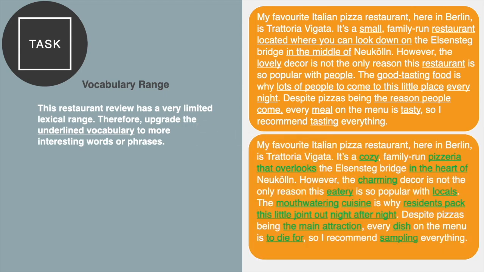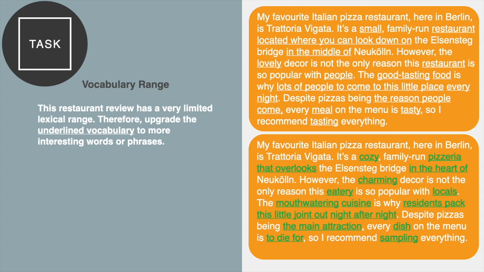Welcome back. Let's take a look at the answers. Firstly, we are reviewing a restaurant. However, you should not repeat the word restaurant, as it shows a limited vocabulary range. Thus, you will need to come up with synonyms in order to demonstrate your wide lexicon. Therefore, a range of nouns with a similar meaning is used, such as pizzeria.